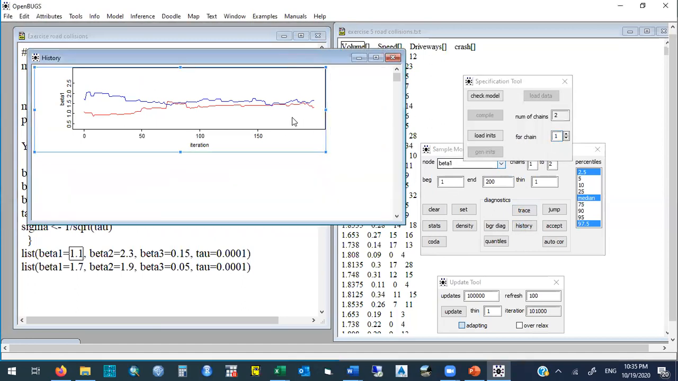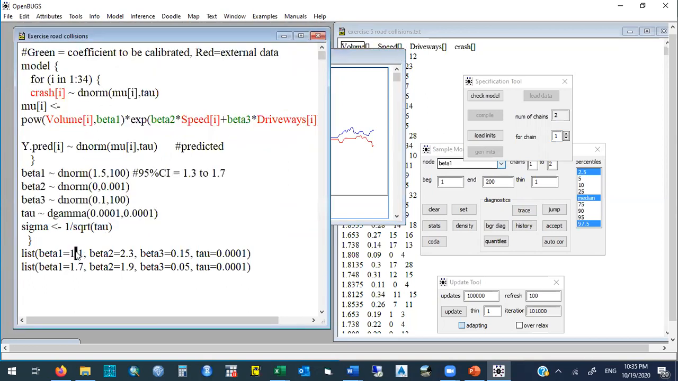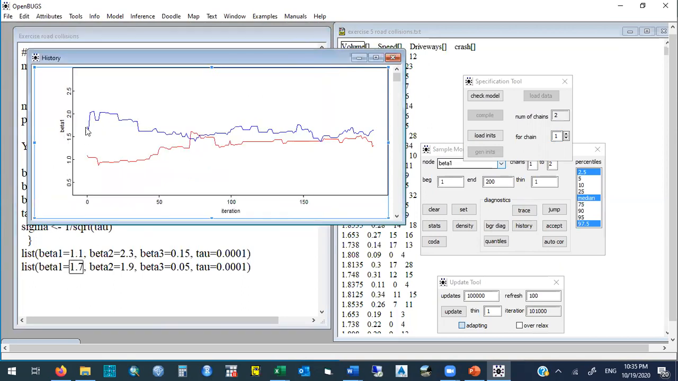So this is my beta 1. I am starting at very different points, 1.1 and 1.7. What I want to test is if the simulation will converge, will move into a common value. You see how they're getting closer and closer and closer?